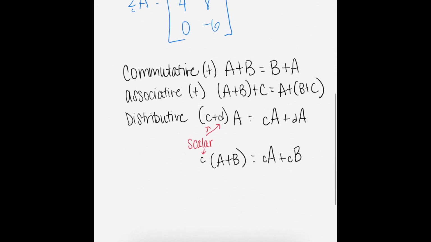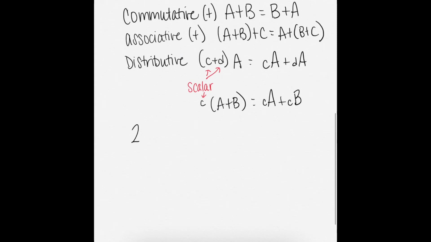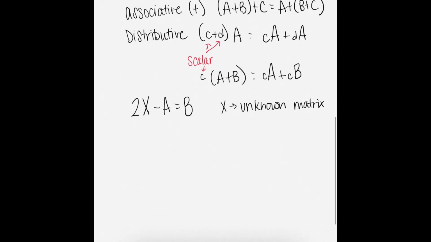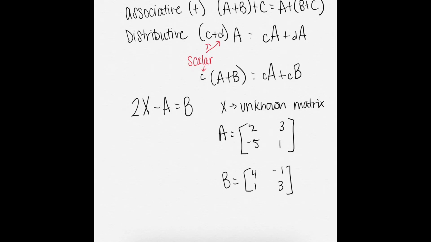So let's look real quick at a matrix equation. Let's say I had the equation 2x minus A is equal to B, where x is an unknown matrix. Well, let's also define our A and our B. A we're going to define as 2, negative 5, 3, 1. B we will define as 4, 1, negative 1, 3.